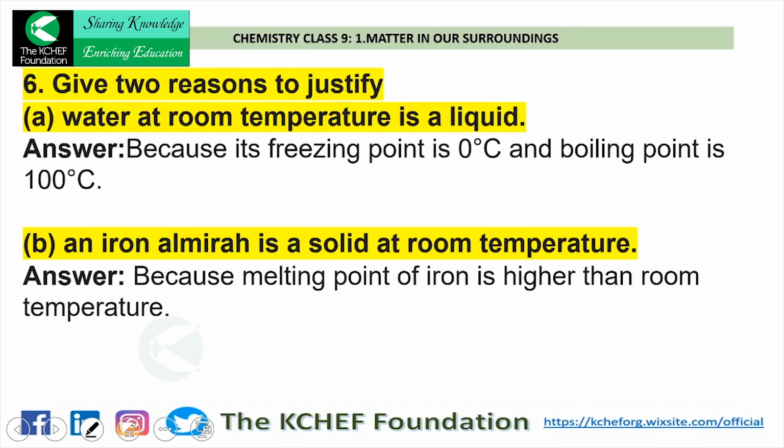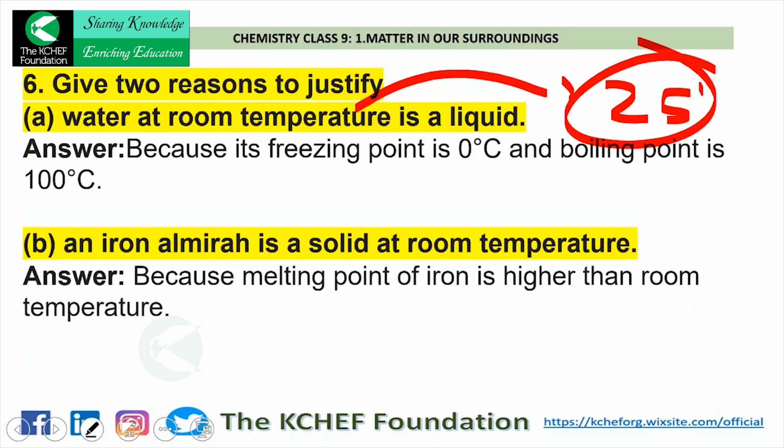short answers for sure. So the question demands the answer: water at room temperature is liquid, because its freezing point is 0 degrees Celsius and boiling point is 100 degrees Celsius. So water remains in liquid state between 0 to 100 degrees Celsius. That's why water at room temperature, which is around 25 degrees Celsius, we dealt with in the previous question, is liquid. Second, an iron almirah is a solid at room temperature, because the melting point of iron is higher than room temperature. Therefore, it remains solid and doesn't melt into liquid.